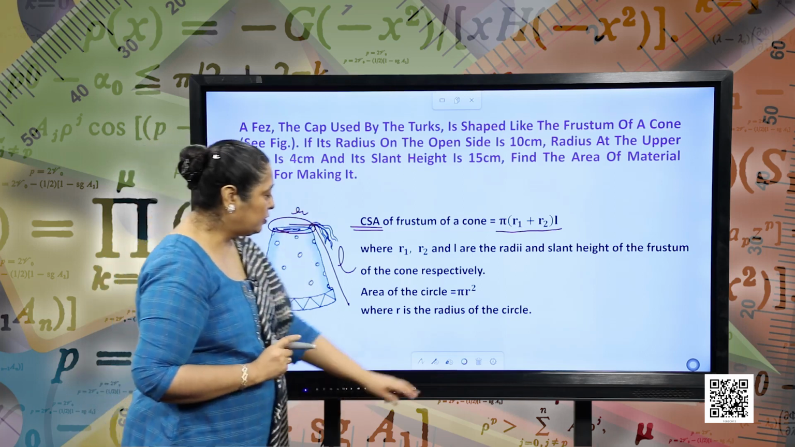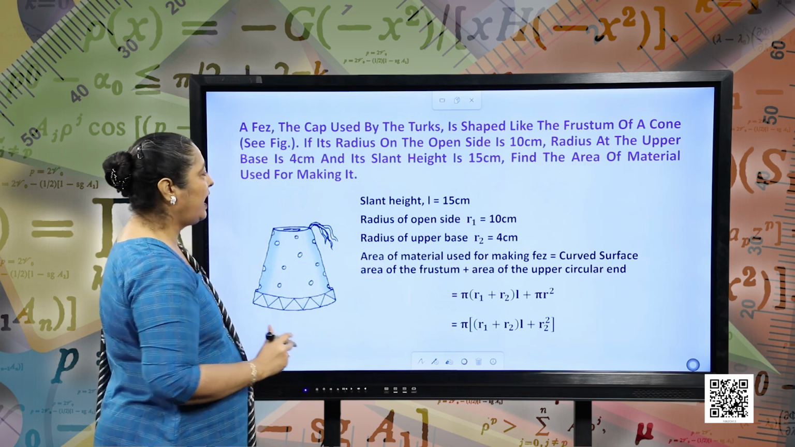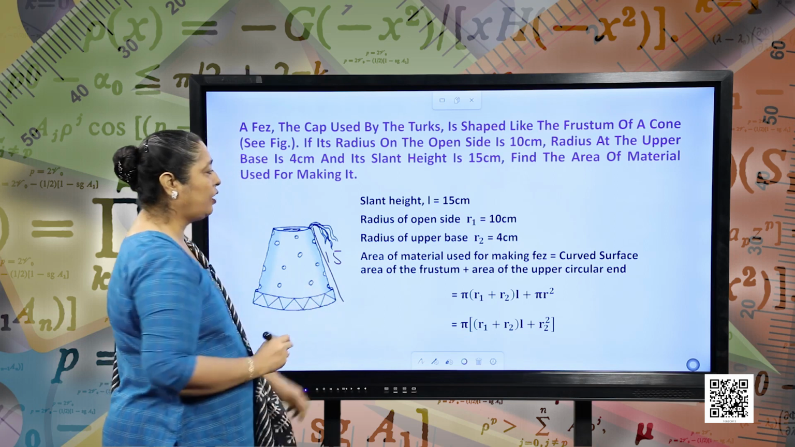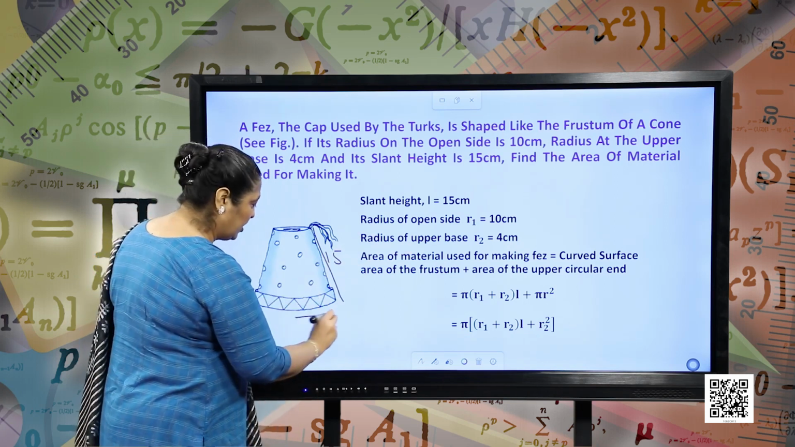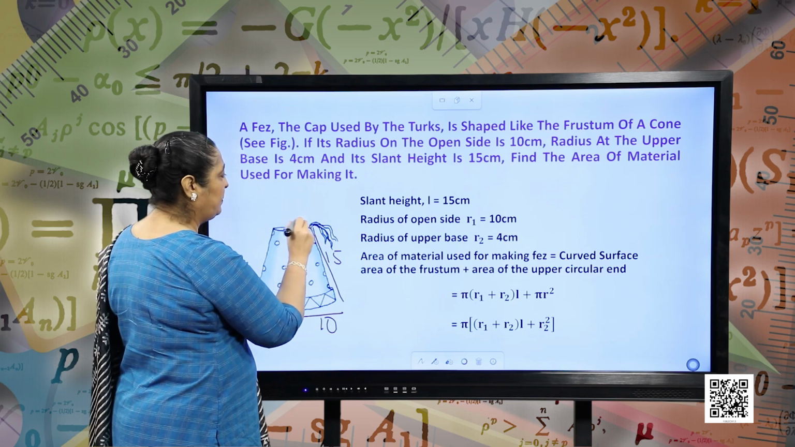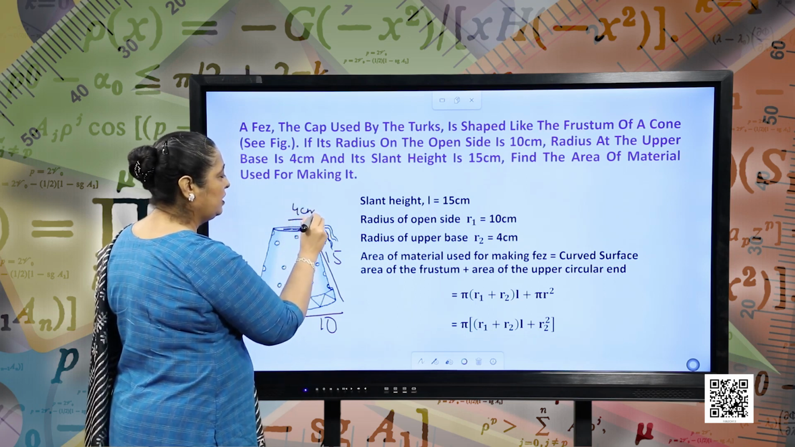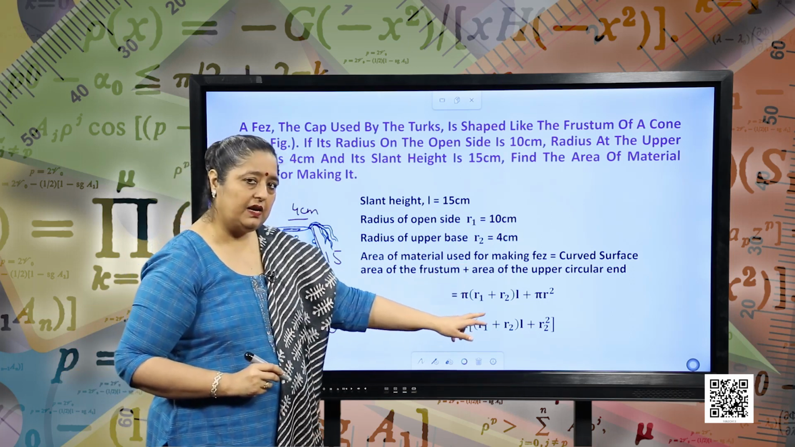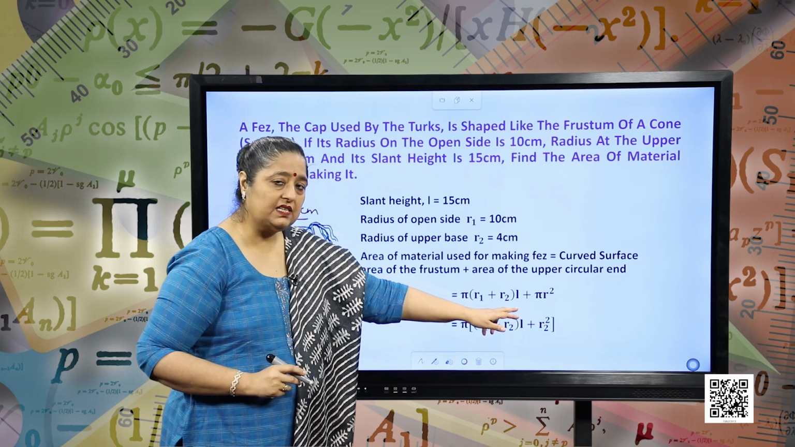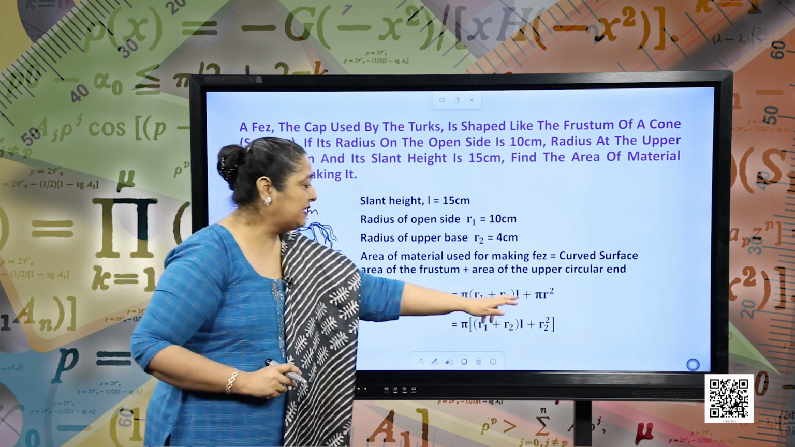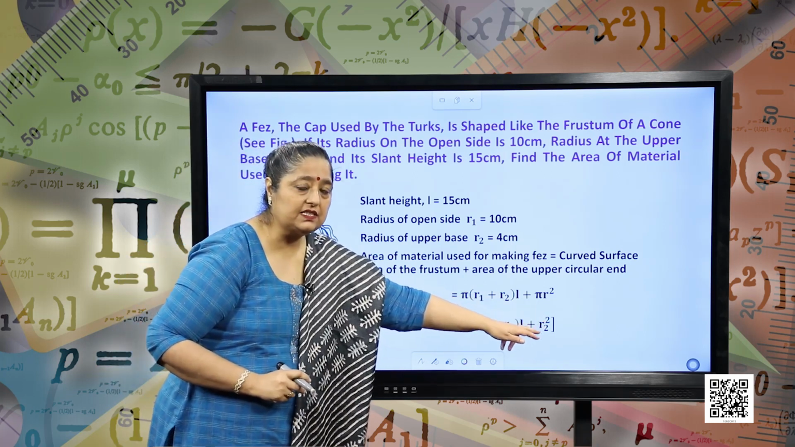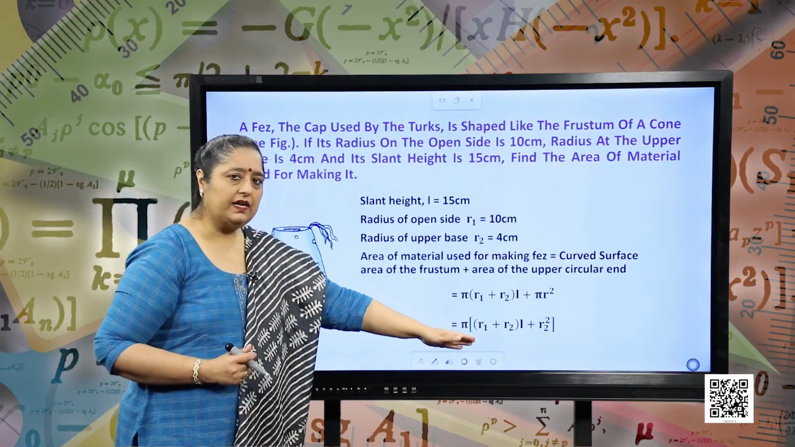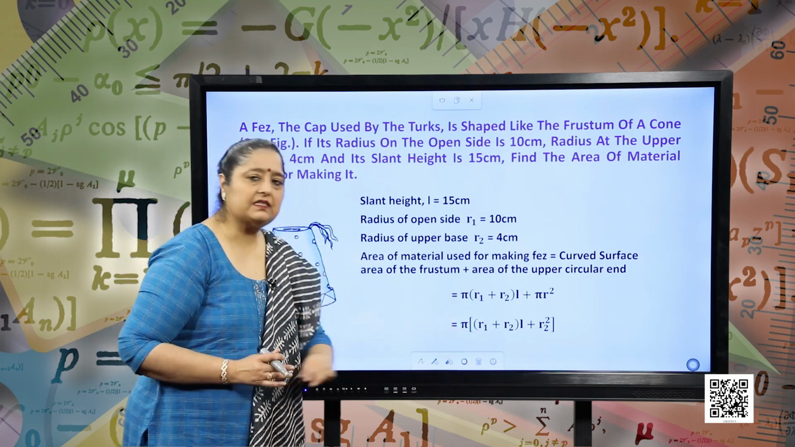Okay. So, substituting with the formulas, we have slant height L as 15, radius of open side, that is this much, is 10, and radius of the upper base is 4 centimeter. So, total area of the material used will be pi (r1 + r2) L. What is this? This is the CSA of the frustum, plus pi r square. What is this? This is the area of the upper base. So, let us take pi as common. We have (r1 + r2) L plus r2 square.